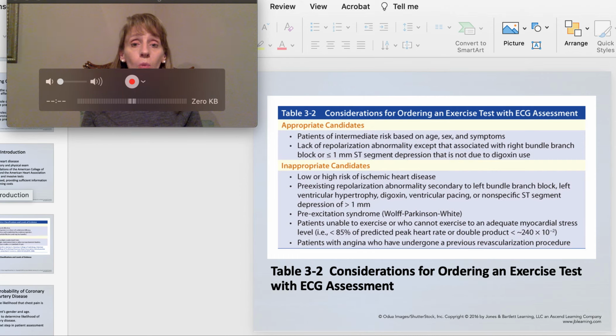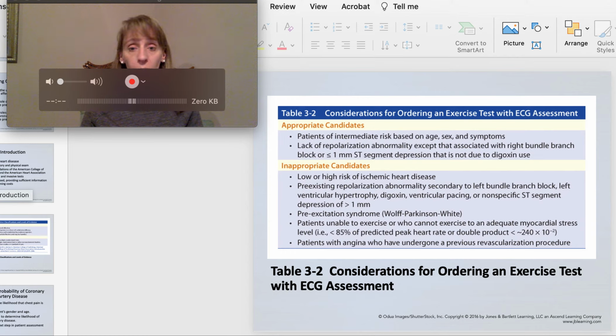Or 1 millimeter of ST segment depression that is not due to digoxin, and there's a lot of information there. Digoxin is a medicine, a cardiac medicine, and that digoxin medicine usually does cause ST segment changes. Inappropriate candidates would be people of low risk, ischemic. Remember, the word ischemic means lack of blood flow. So people who have symptoms, but they're more at the lower end, pre-existing repolarization abnormality due to a left bundle branch block, so right, left, we'll talk about those later, and greater than 1 millimeter.